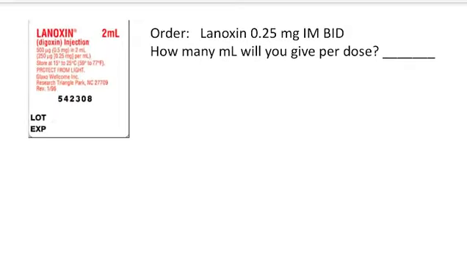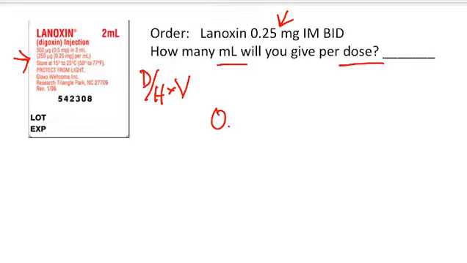Next question, milliliters per dose. What do I need? I need to know my doctor's order. I need to know my drug label concentration. This is going to be a D over H times V question. My D, my doctor's order, 0.25 milligrams. What do I have? I'm going to go over here and look. I see micrograms, I see milligrams, I see two different choices for my concentration. I'm going to go with milligrams because that's what my doctor's order is already written in. And I'm going to go with the smaller volume.